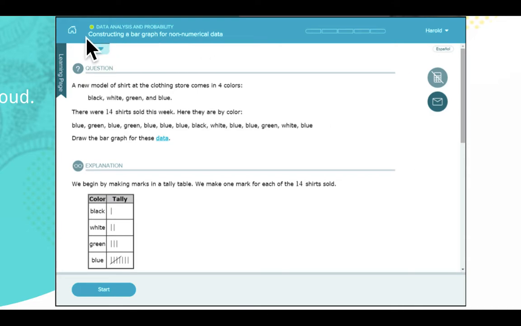Here is the name of the topic, constructing a bar graph from non-numerical data. That's the name of the student. You can see there's no calculator here. They say you should do it without a calculator. If this is not crossed out, then you can use the ALEKS calculator, or I actually recommend using the TI-Nspire just to get practice with that. So you read the question, and then you'll be able to read the explanation. And once you've read the explanation, you can start.